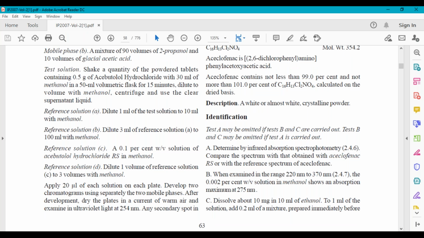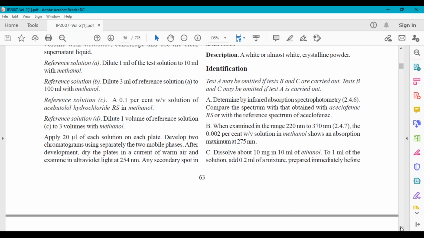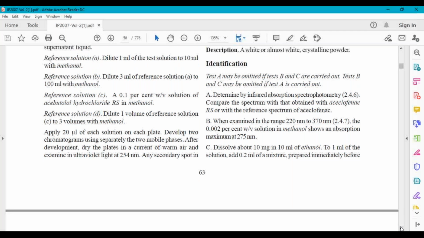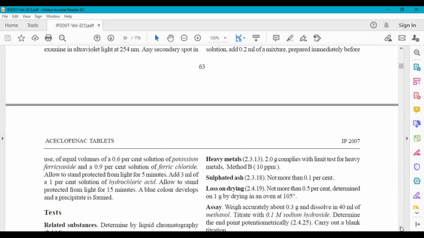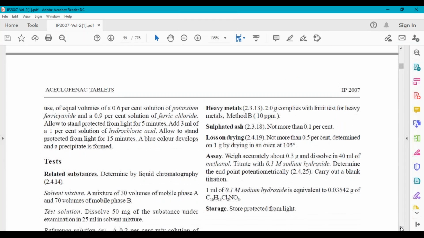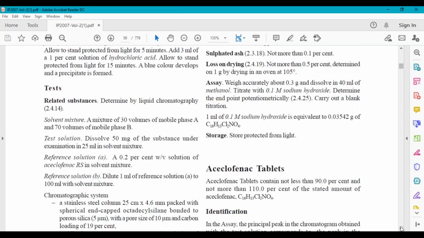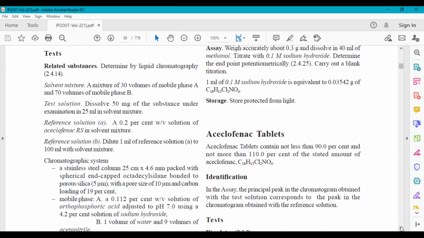So there are different tests. If you have an unknown compound, and you want to make sure it is aceclofenac, the same drug, then you can carry out these identification tests. Test A, B, C use various different ways and techniques, like IR here, as they have said. Then some chemical tests are also there. Then again a liquid chromatography test.